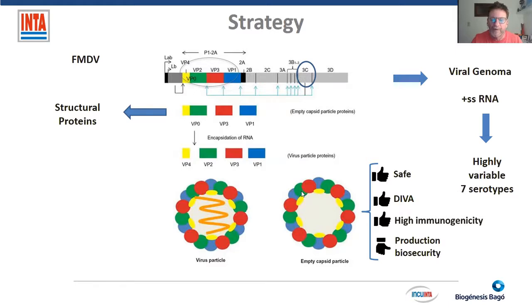and we produce VLPs. VLPs look from the outside similar to the foot and mouth virus, but have the potential to be safe. They can be used as an antigen to make a vaccine like a DIVA vaccine, with the same immunogenicity as the virus, and you can produce it in a biosecurity facility without problems. I must remark that if you want to produce a conventional vaccine, you need to have a P3 facility in order to produce the infectious virus.